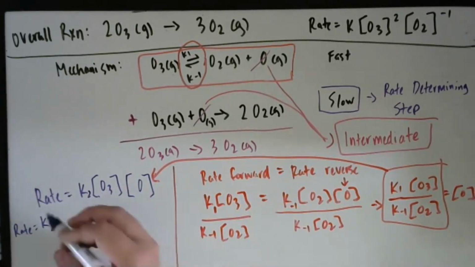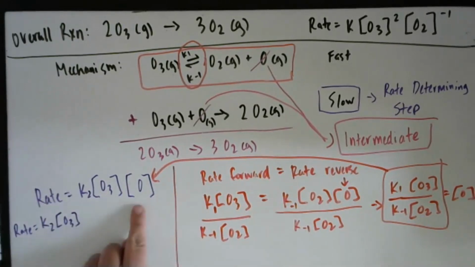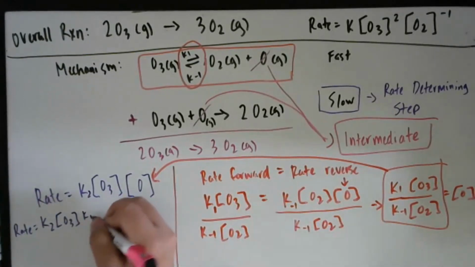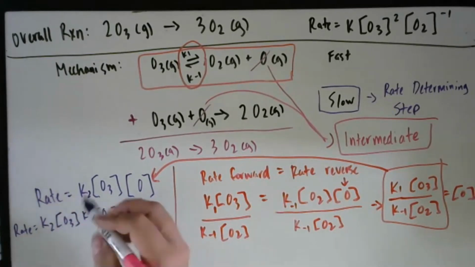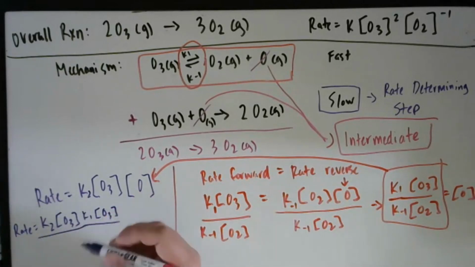So we'll say K2 times O3. And now instead of O, we're going to write K1 times O3 over K minus 1 times O2.